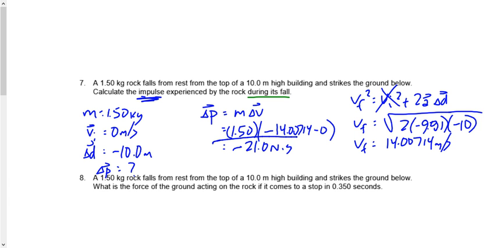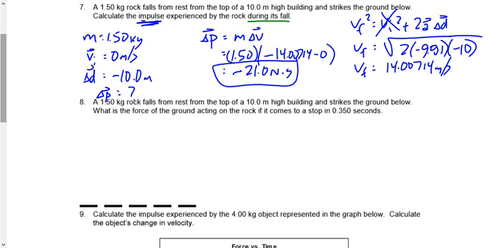I said newton seconds for that, but you could have said kilograms meters per second as well. And again, it is a negative value because, mathematically, this VF for final velocity should be negative. But conceptually, it should be negative because we're gaining momentum in the downward or the negative direction.